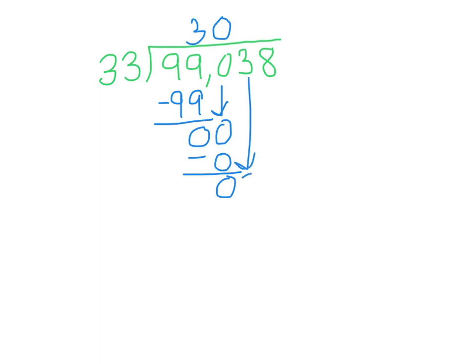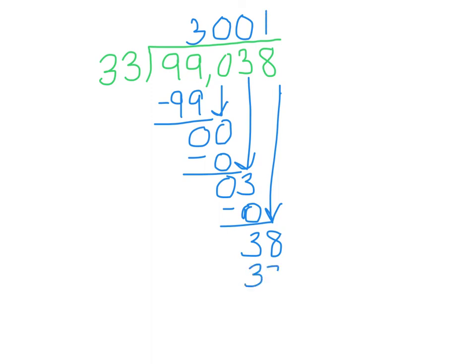Bring down the 3. 33 goes into 3 0 times. It's okay if you have more than one 0 in a row in your answer. 0 times 33 equals 0, and I subtract, and that's 3. Bring down the 8. 33 goes into 38 one time. 1 times 33 is 33, and then I subtract and have 5. So my remainder is 5.